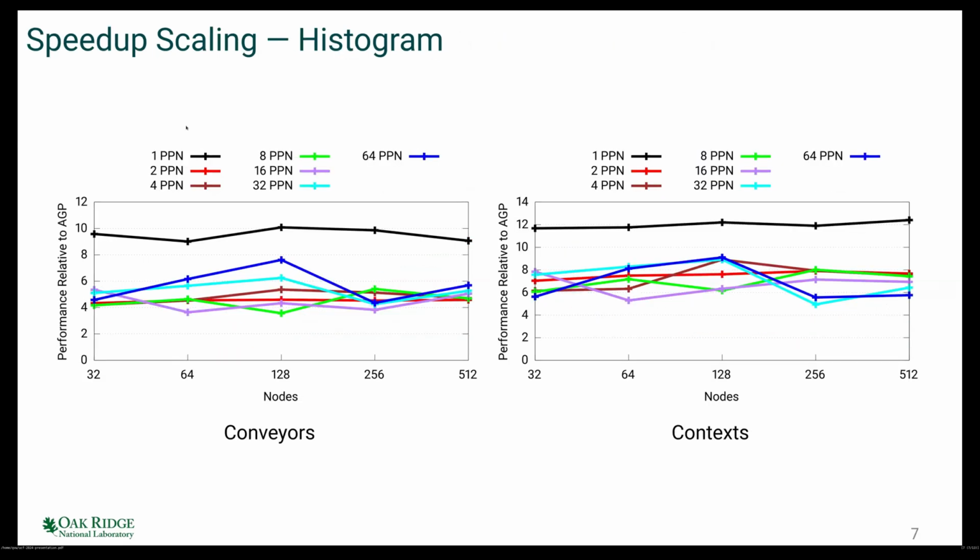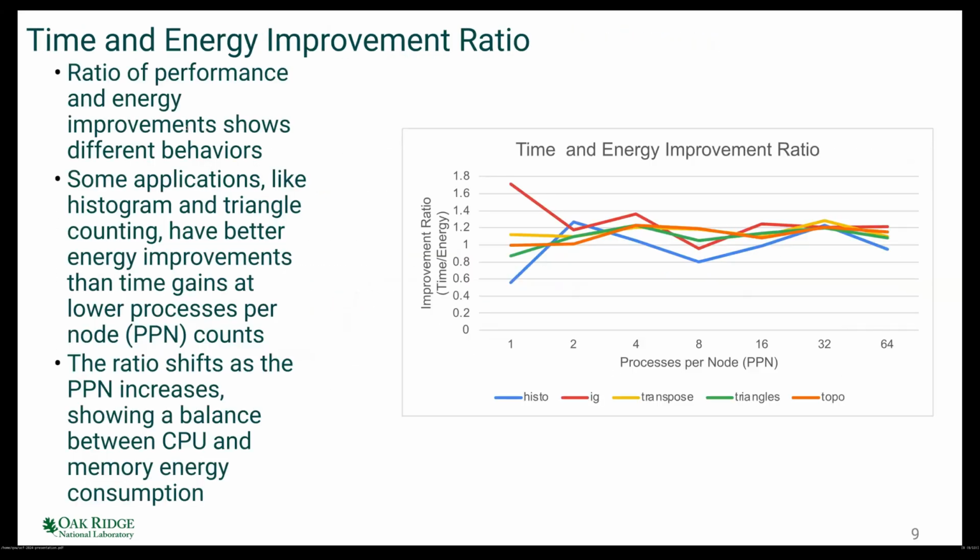Going back here, we're getting up to 6 to 8 times performance improvement on even very large scales, and this is still a very big deal. So that's great, but we want to see about the energy use. So here we're looking at the rate at which time improvements are being made compared to the rate at which energy improvement is being made.